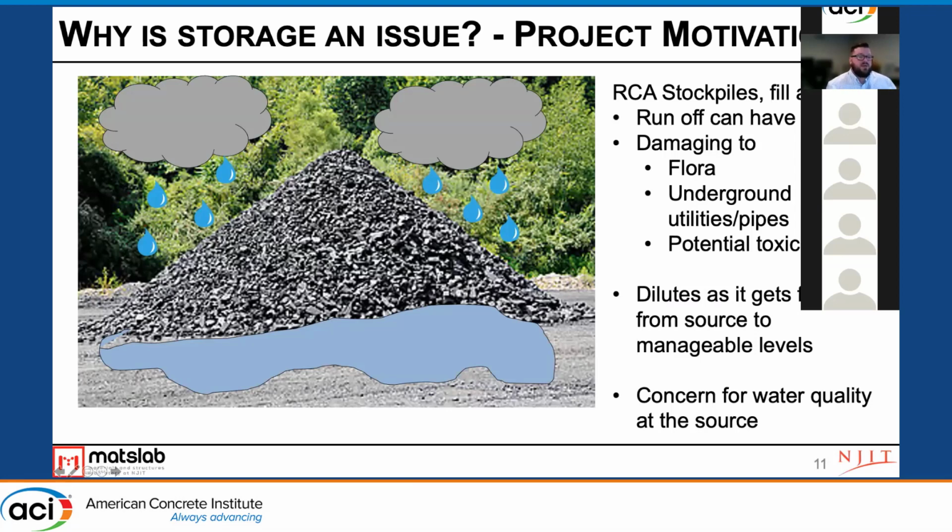There's been quite a bit of research looking at the dilution effect, but localized to your pile, your storage piles, you can have issues with nearby flora and fauna. You can damage underground utilities and pipes that might be more susceptible to corrosion. And then there's potential toxicity issues. And most of the time, in terms of water quality, the agencies are looking at the quality at the source, and so this effluent would then need to be treated.